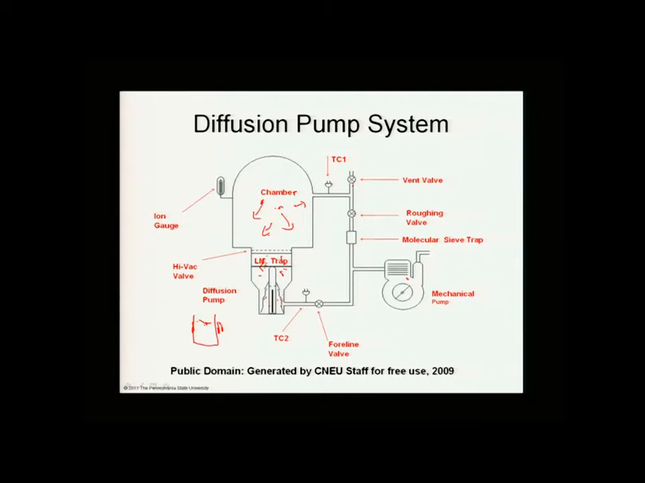You can see thermocouple gauges, ion gauges, and of course we expect that there's probably some processing going on in here, so there'll be additional inlets for processing gases. There may be a load lock here to put the samples in and out, and so on and so forth. But you see the general components, the diffusion pump being backed by a mechanical pump.